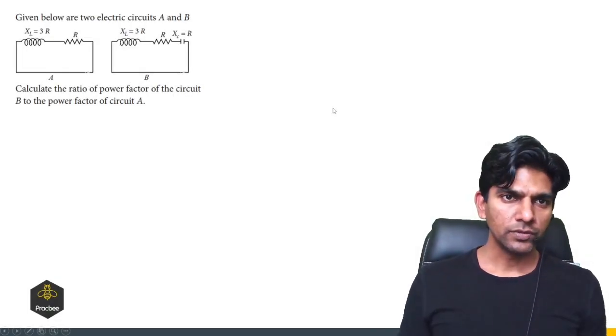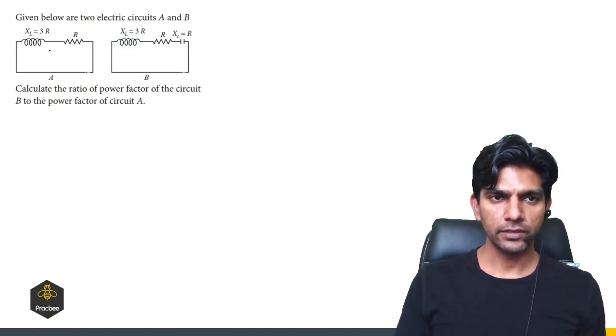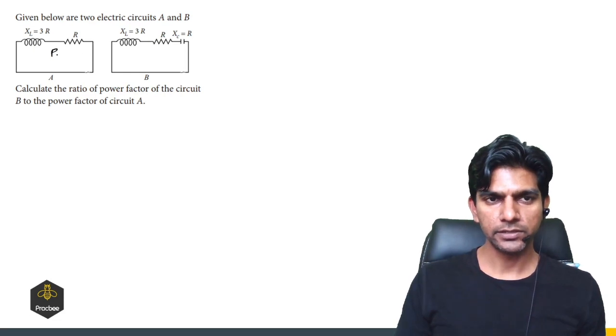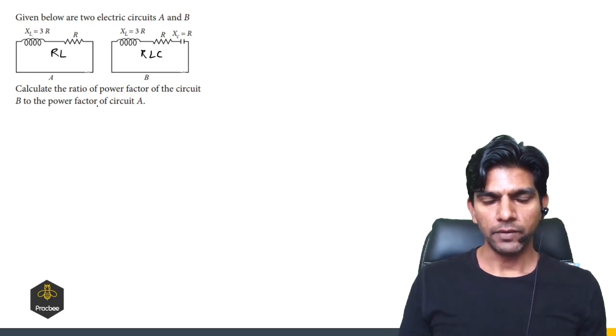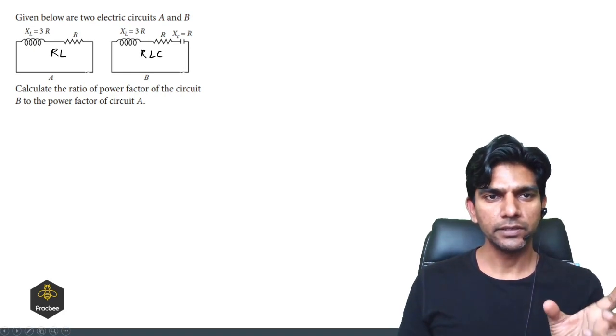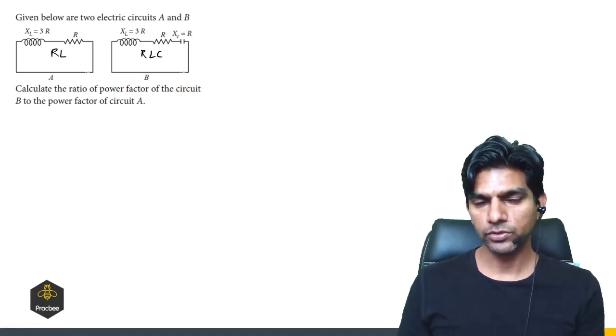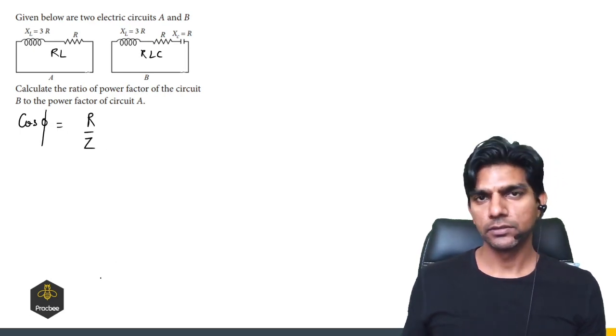Right, so in this question, we have been given two circuits, A and B. The first circuit has only a resistance and an inductor, so I can say it is an RL circuit. In the second circuit, we have R, L, and C. And we have to find the ratio of the power factor of both the circuits. So I'm assuming that we are connecting the same source in both the circuits. And power factor is given by R by impedance.